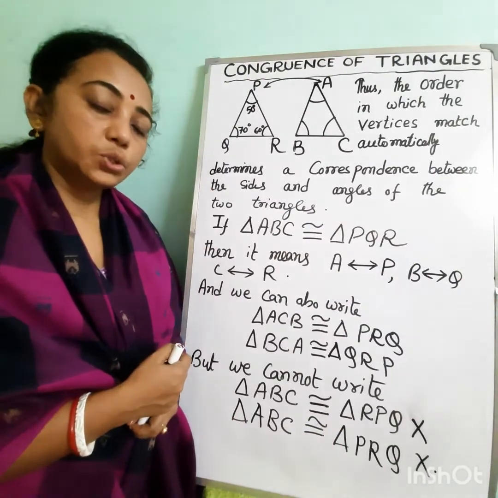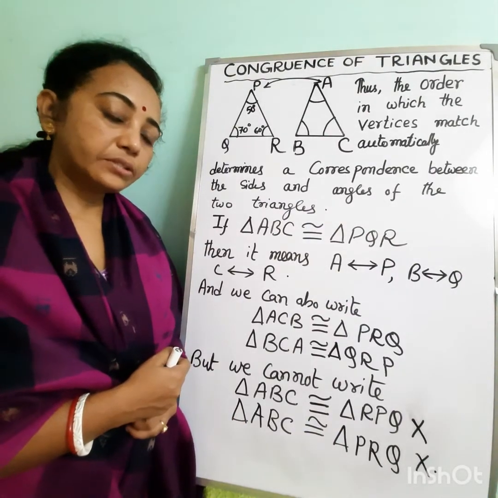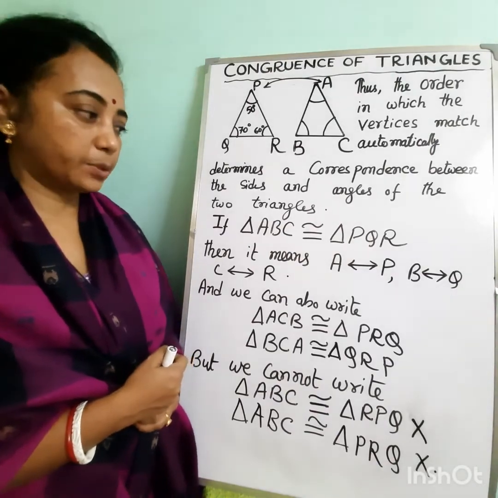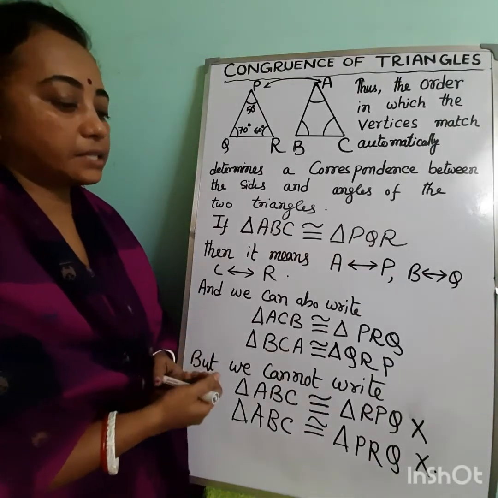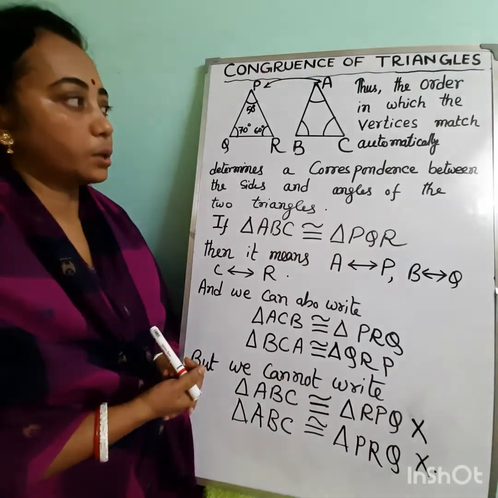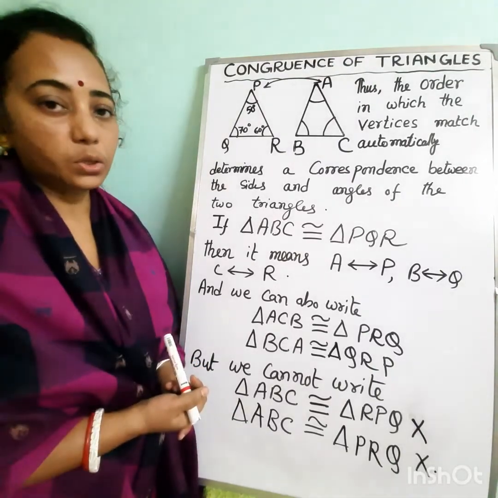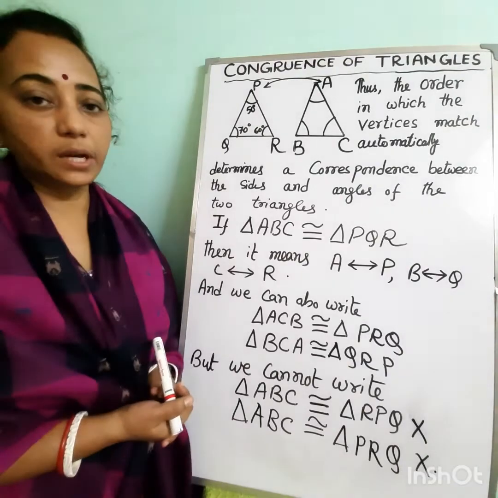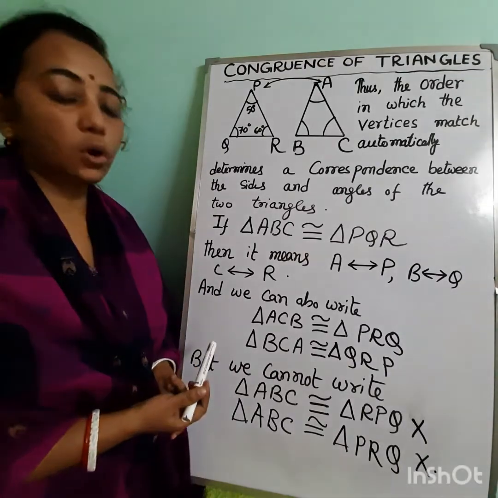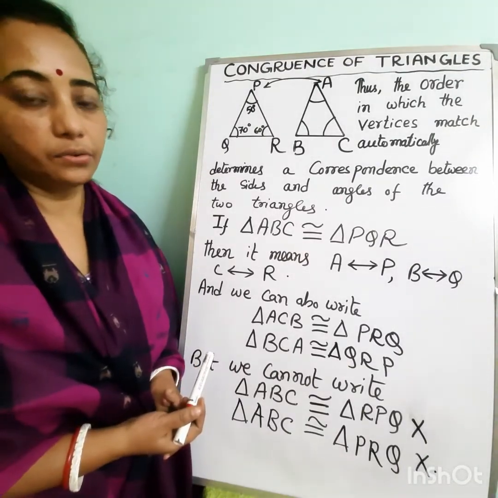But if the two given triangles are equilateral triangles with the same side measurement, then we can easily write any of these correspondences, because we know in an equilateral triangle all sides are equal. If both have the same side measurement, then any of these correspondences we can easily write.